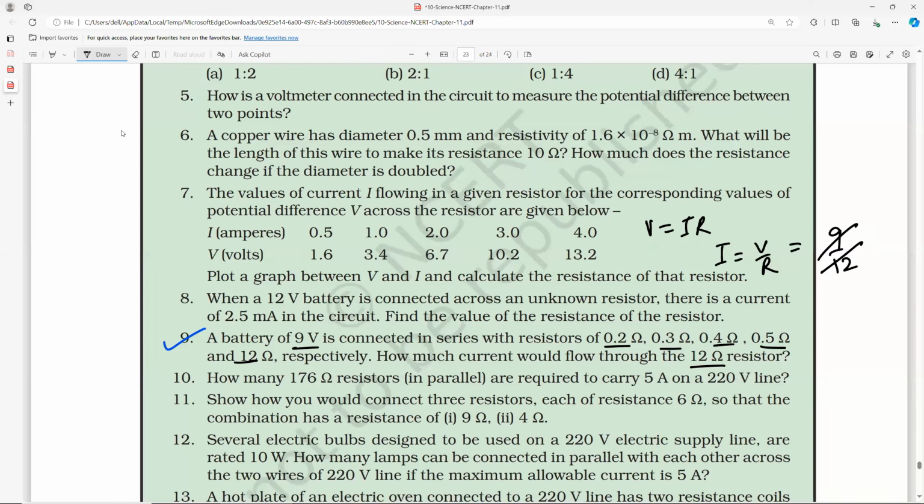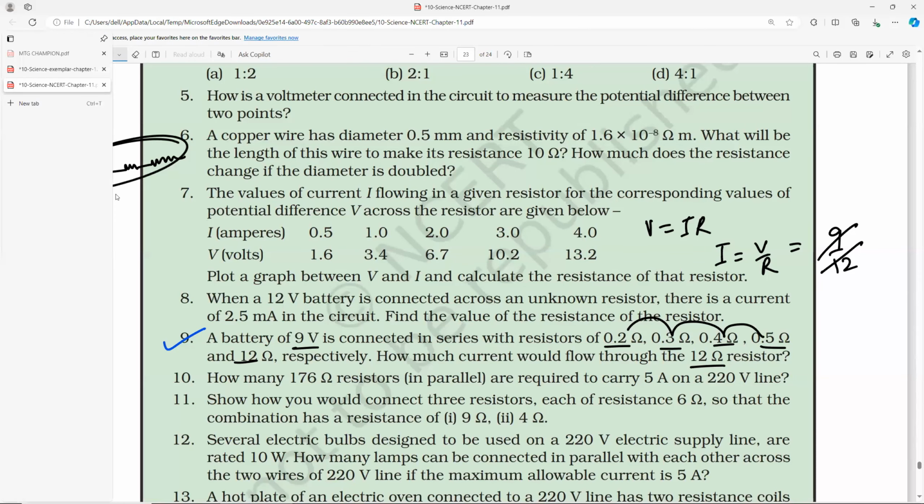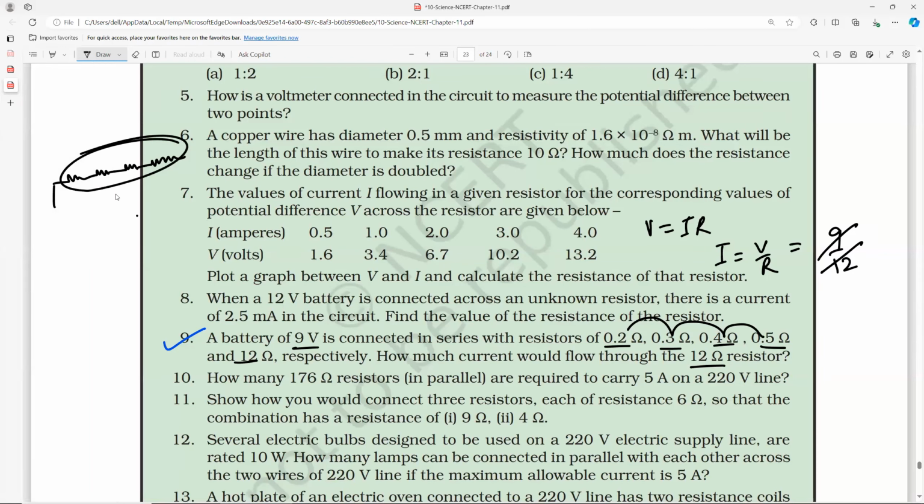First of all, you have to calculate the equivalent resistance. What is the equivalent resistance? If n resistors are connected, don't treat them as different. Treat them as a single resistor, whatever the value. So it will be 13.4. When you add 2 plus 3, that is 5, and 0.5, 1, and this 1.4 and 12, it is 13.4. And the 9 volt is given to them.